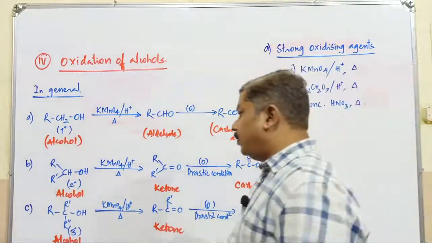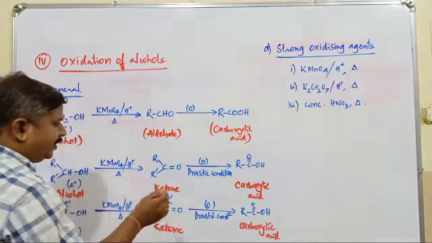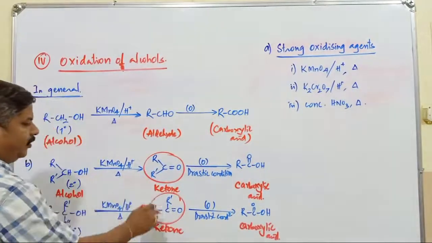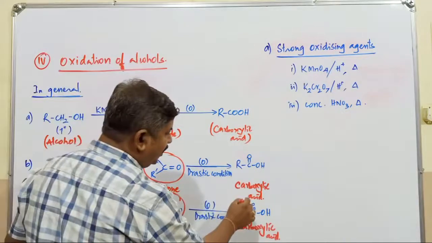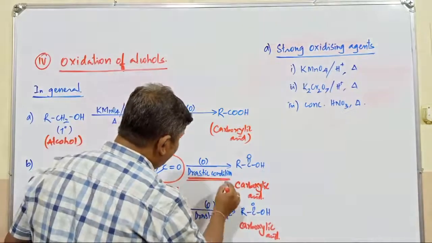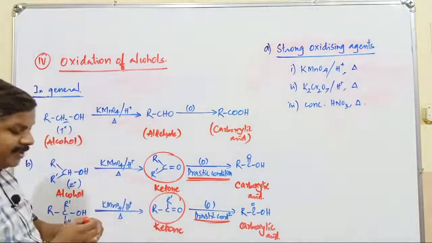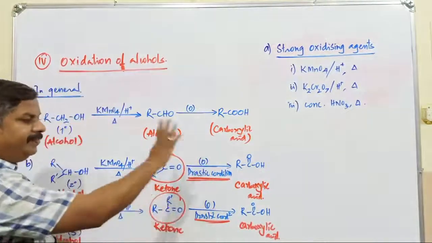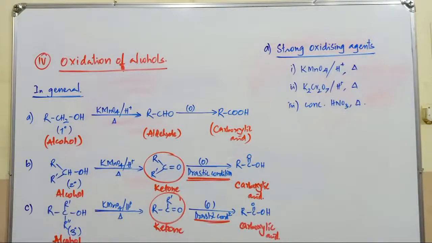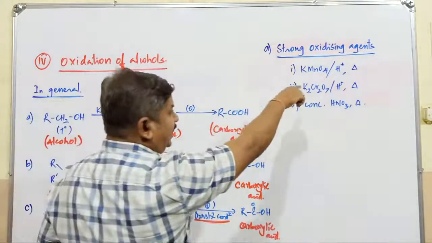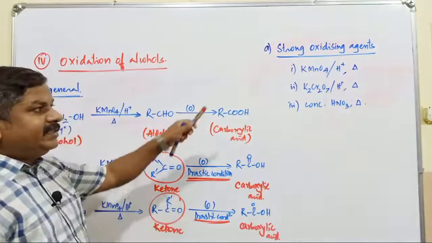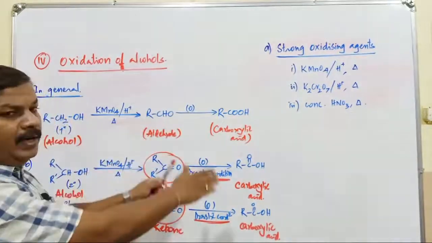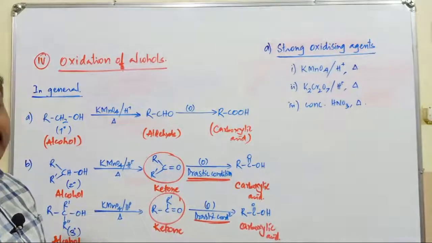Carboxylic acid. One thing to be remembered carefully, students: whatever ketone is produced in case of secondary and tertiary alcohols, those ketones are converted into carboxylic acid only under drastic condition. In presence of a very strong oxidizing agent and heating at a particular temperature, it gets converted into carboxylic acid. So these are the different types of strong oxidizing agents. In presence of those, all these reactions take place to convert alcohol into the respective carboxylic acid compound.